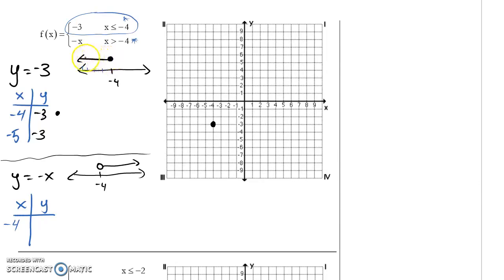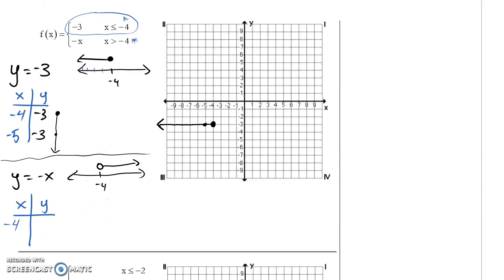And then I go forever to the left, or forever in the negative direction, forever through every other point. So another point would be negative 5, negative 3. I'm going to graph this forever through that point. Here, through this point, forever.